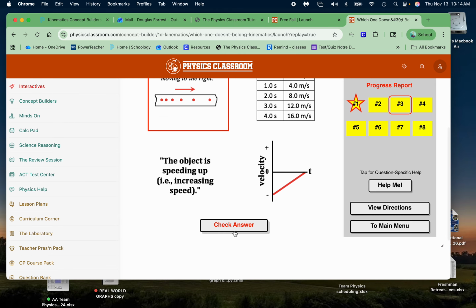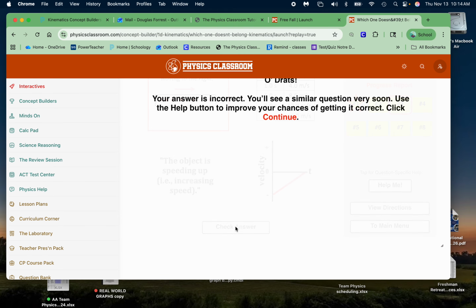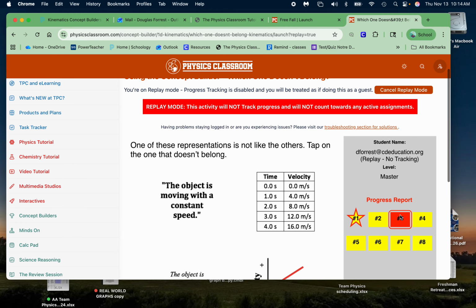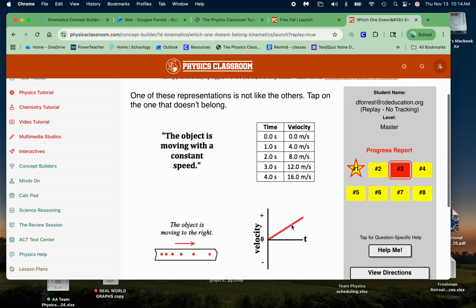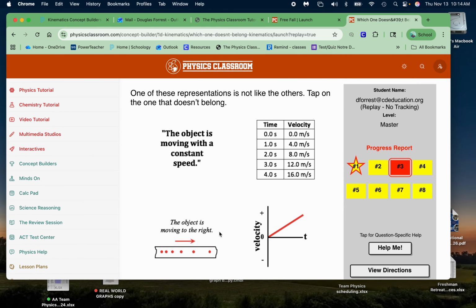And remember, if you pick the wrong answer, it's going to say, oh drats. And now you get this red, and you have to do 2 similar problems to that. Notice that the question isn't identical to what it had before. This shows speeding up, this shows speeding up, this shows speeding up, this shows constant speed.